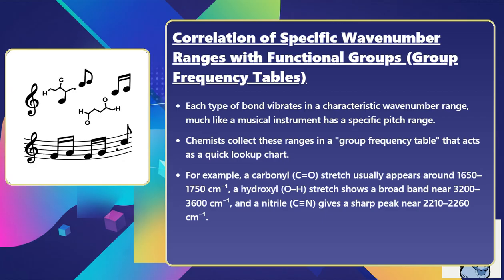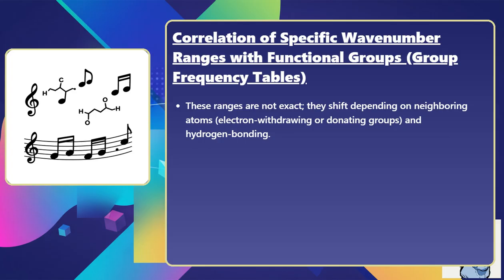For example, a carbonyl C=O stretch usually appears around 1,650 to 1,750 cm⁻¹. A hydroxyl O-H stretch shows a broad band near 3,200 to 3,600 cm⁻¹. And a nitrile C≡N gives a sharp peak near 2,210 to 2,260 cm⁻¹. These ranges are not exact. They shift depending on neighboring atoms, electron withdrawing or donating groups, and hydrogen bonding.